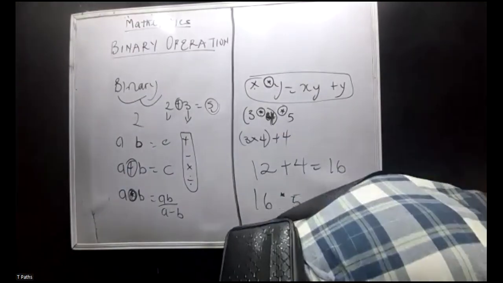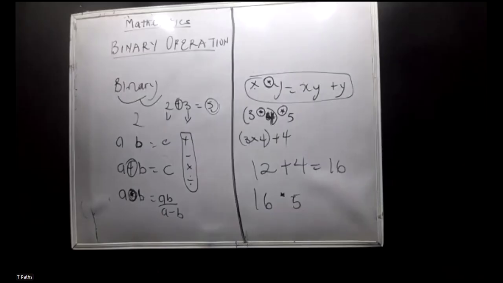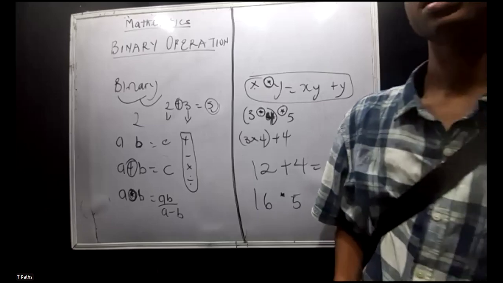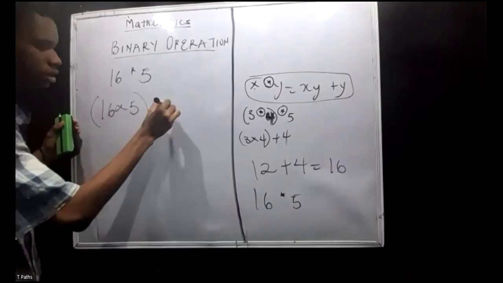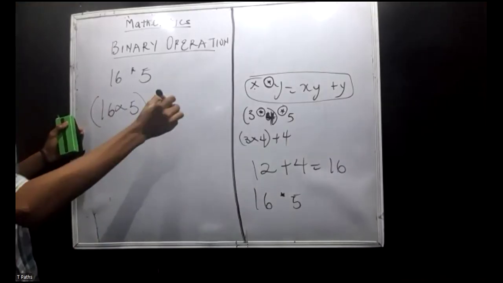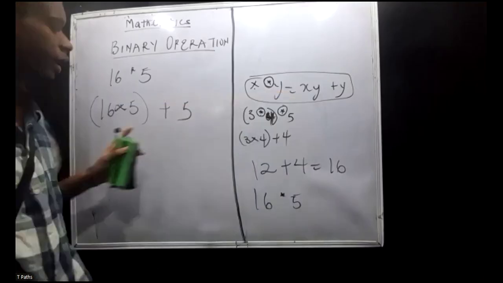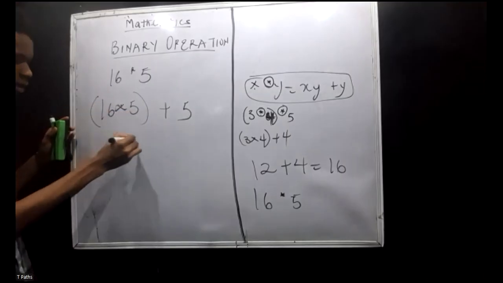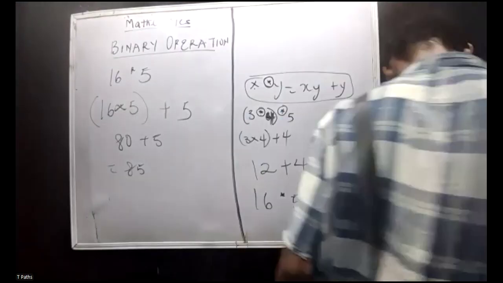Using the same rule, I'm going to do the same thing. Here I'll have 16 operation 5. So what do I do? 16 times 5 plus what is the value of Y? 16 times 5 plus 5, following the rule, X times Y plus Y. 16 times 5 is 80, plus 5, which is 85. So if you use this binary operation to do 3 operation 4 operation 5, you should get 85, which in the question is option.